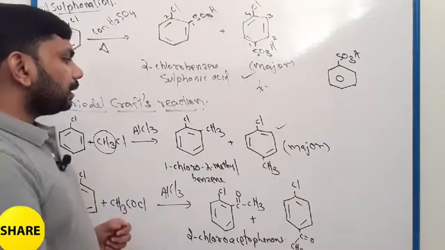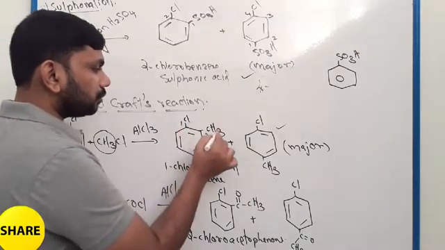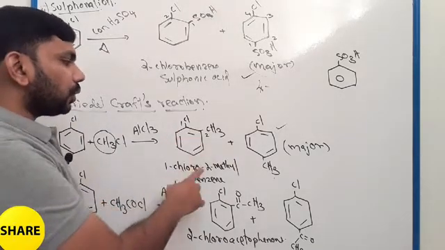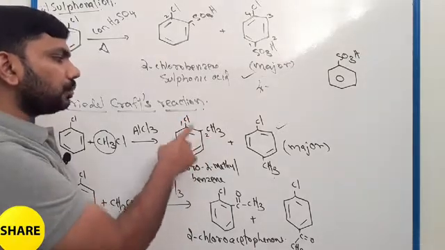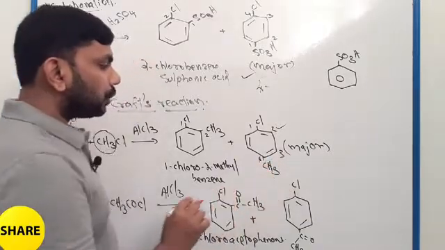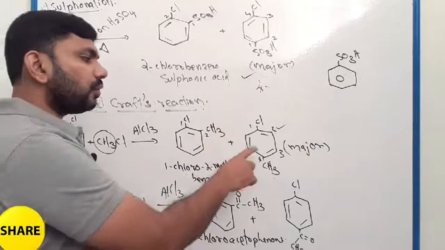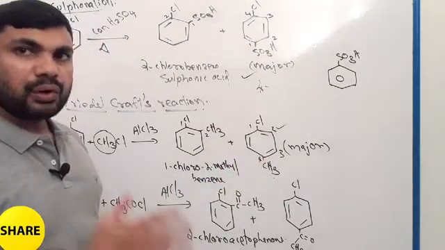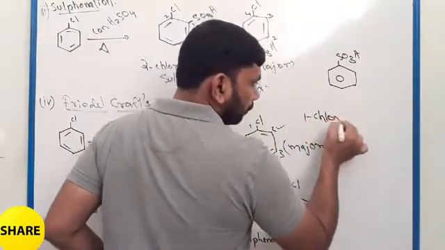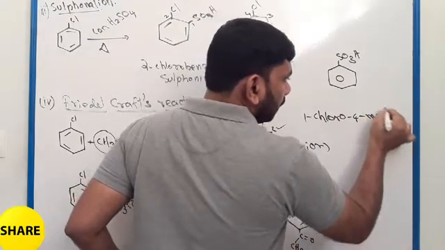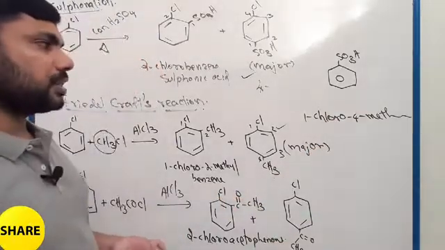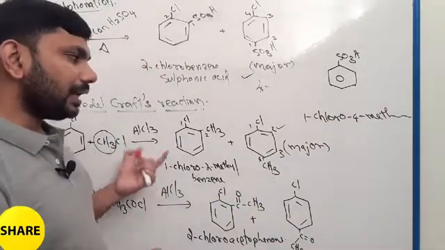And here, this is the order of priority: give number 1 to chlorine. So here, 1-chloro-2-methylbenzene. Here 1, 2, 3, 4, so here it will be 1-chloro-4-methylbenzene. You have to write it like this: 1-chloro-4-methylbenzene. You have to do 4 here, 1 here. You have to follow this rule. So this is alkylation.